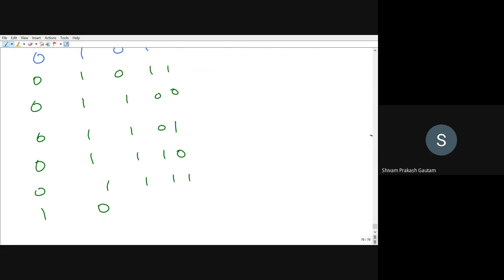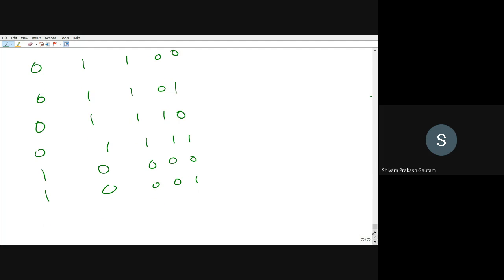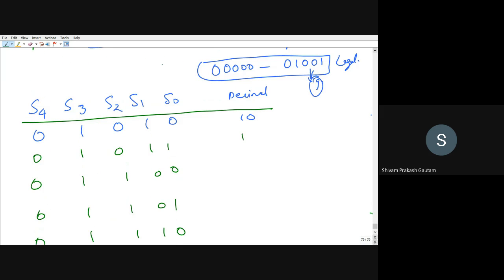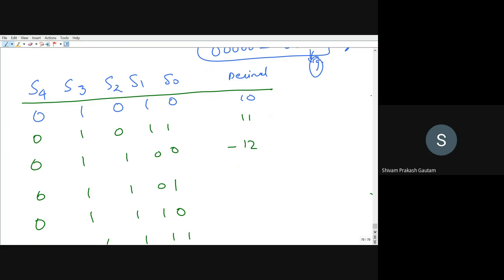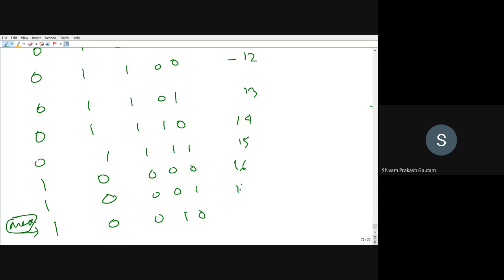Next can be 10000 and 10001, and next 10010. Now we will stop because this is our maximum range. There is no way you can produce a sum of BCD numbers greater than this with 4 bits. So these are all our illegal bits. They represent 11, 12, 13, 14, 15, 16, 17, and 18. 9 plus 9 is 18, which is coming here. This is the maximum limit of BCD addition.